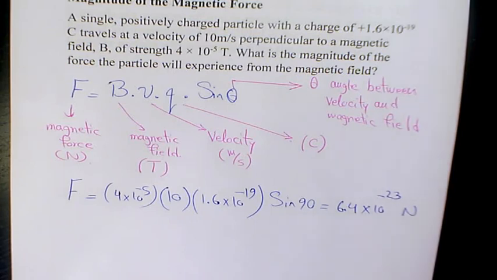How to find out the direction? The direction of this magnetic force, we can use the right hand rule in order to find it. But we need to know the direction of the magnetic field and we need to know the direction of velocity.